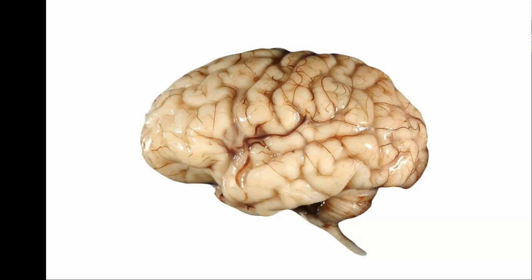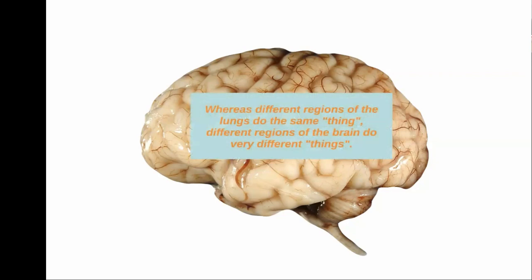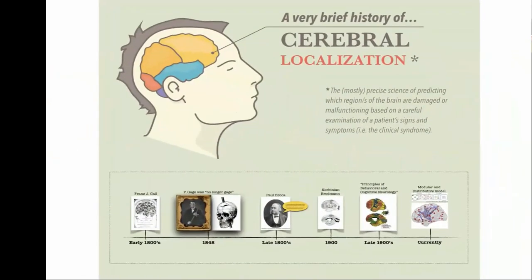So that's the challenge that we have as neurologists, or psychiatrists, or anybody interested in brain diseases, as we're learning, right? So different regions of the lungs do the same thing, but different regions of the brain do dramatically different things. And this is the concept of cerebral localization that really guides everything that we do. And I'm not going to go through this in great detail, but I just want us to recognize that the idea that different parts of the brain do different things is not merely an idea, obviously.